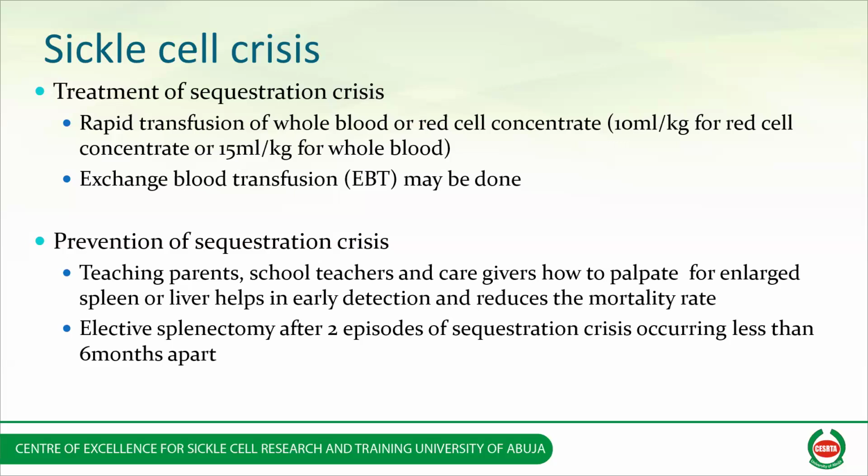Prevention of sequestration crisis involves teaching the parents or school teachers and caregivers how to palpate for enlarged spleen or liver, which helps in early detection and reduces the mortality rate. Elective splenectomy after 2 episodes of sequestration crisis occurring less than 6 months apart is also one of the modalities of treatment.